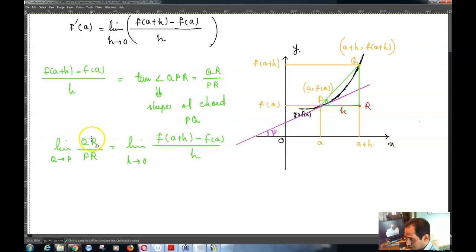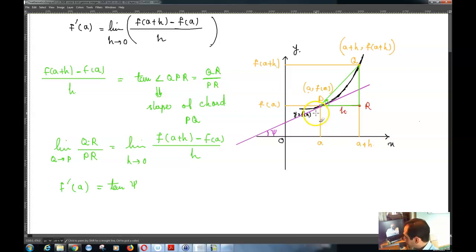Of course, you know that the limit of QR to PR as Q tends to P, or the limit of f of a plus h minus f of a over h, basically this limit, is equal to the slope of this line, which is tan psi. That means that you can write f prime of a is equal to tan psi. So that means that tan psi is actually the value of the derivative of this function at point A. That's basically all that it means.